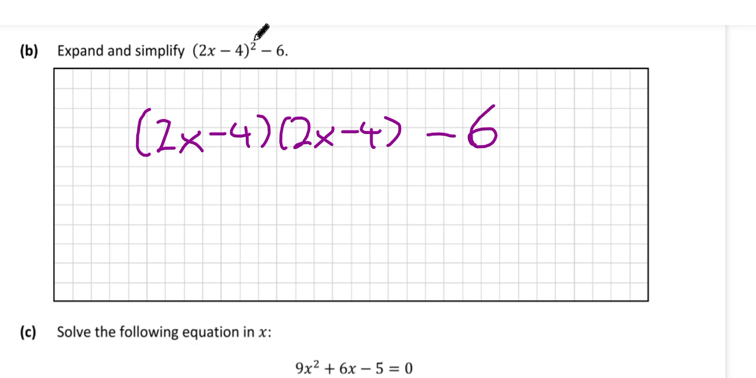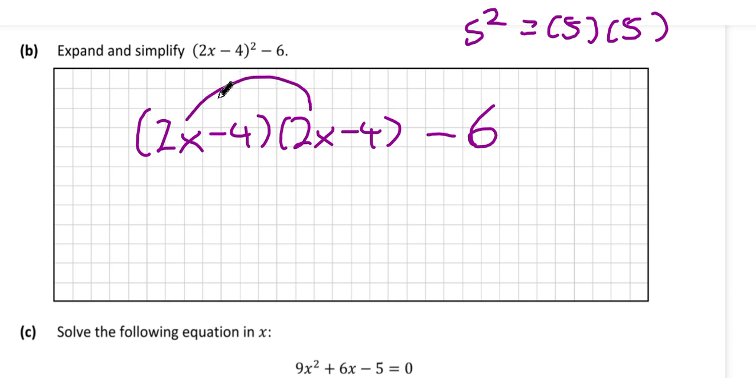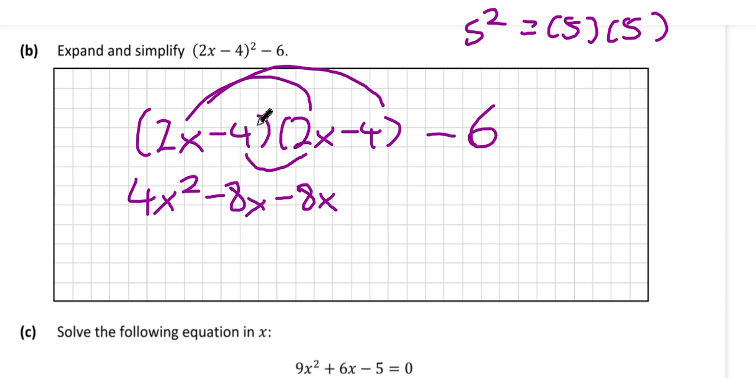Off you go. So 5 squared actually means 5 multiplied by 5. You see two brackets up here. So 2x minus 4 squared means the same thing. Now what do you get, Joe, with 2x by 2x? Yeah. Minus another 8x. 4 lines. And you're right about the plus 16, yeah? And there's a minus 6 as well, isn't there? So what do we do now? What do you get?